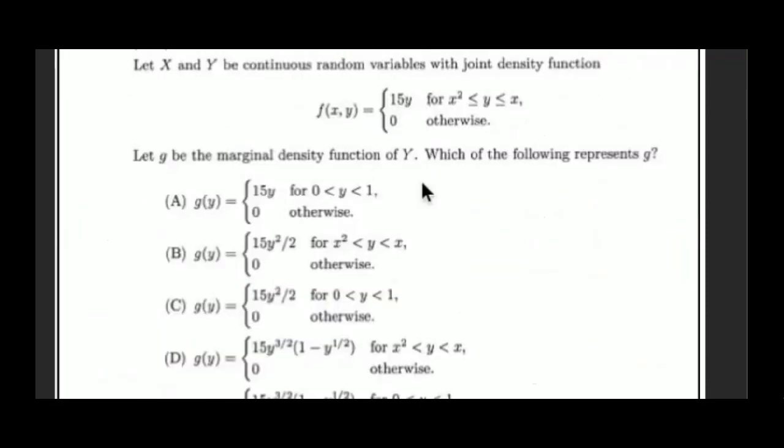Can you do this? X and y are continuous random variables. I think this is a question from a previous exam. Joint density function fxy is given. Let g be the marginal density function of y. Which of the following represents g? First of all, tell me the difference between this problem and the one we solved just now. The difference is the limits. Limits are not given; you have to find the limits. For that you need double integration knowledge. That might create a problem. You have to draw two graphs, y equal to x, y equal to x square and all that. So that's why we'll go to this one later.